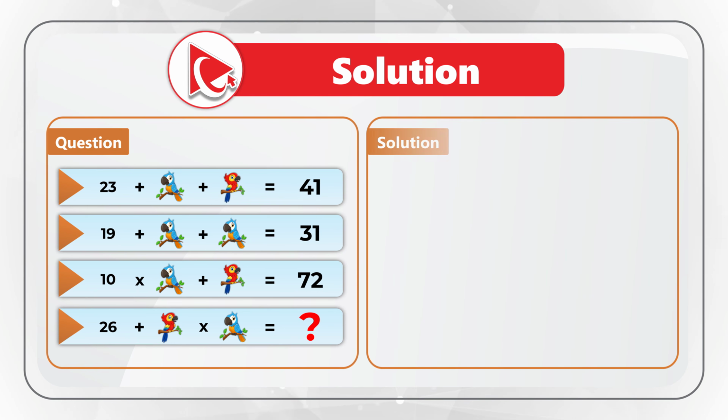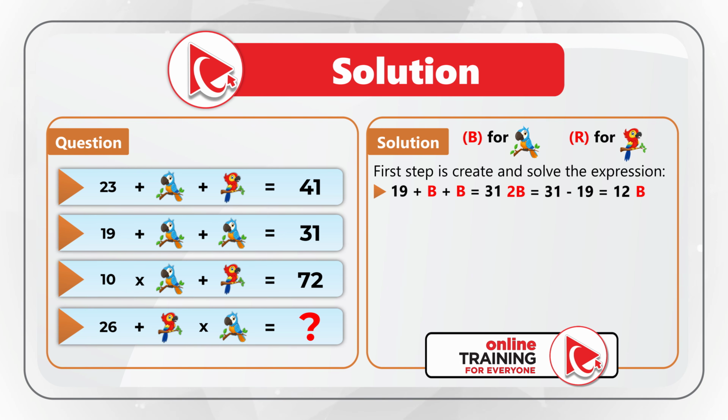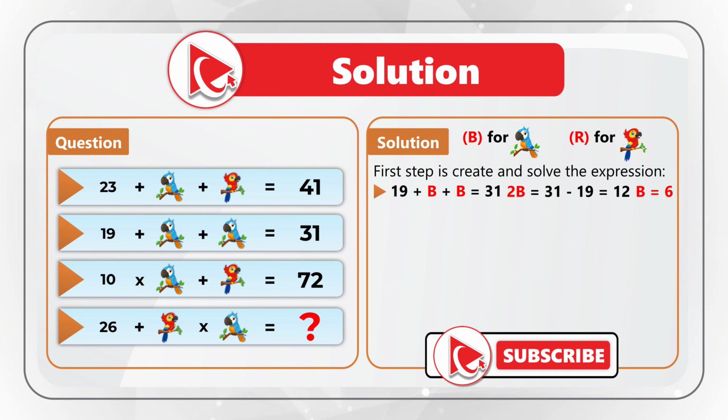We will use B for blue parrot and we will use R for red parrot. So the first step here is to create and solve an expression. And the easiest one to solve is the second expression with 2 blue parrots. 19 plus B equals 31, which means that 2B equals 31 minus 19, which equals 12. Once we solve it, we see that B, blue parrot, equals 6.